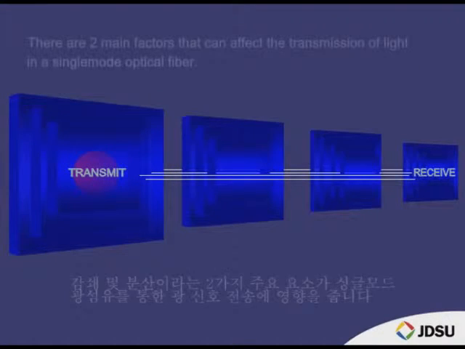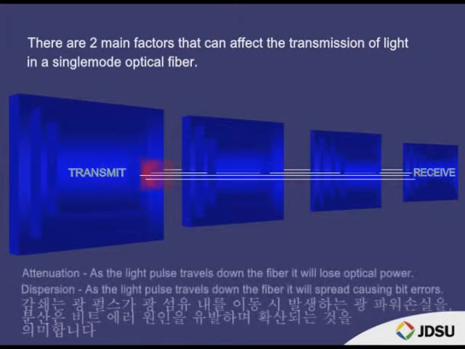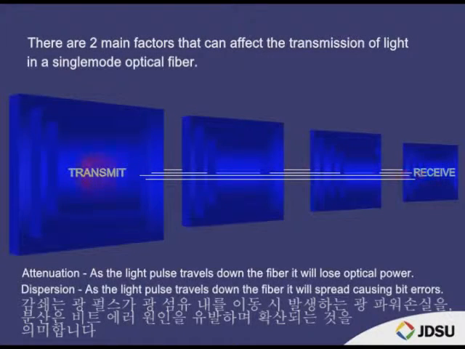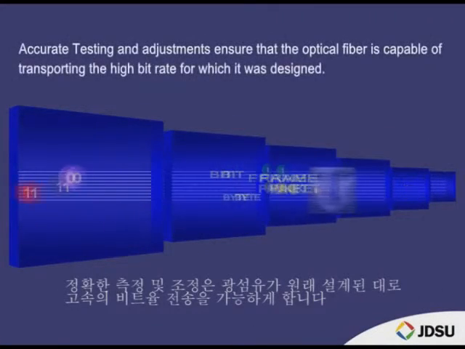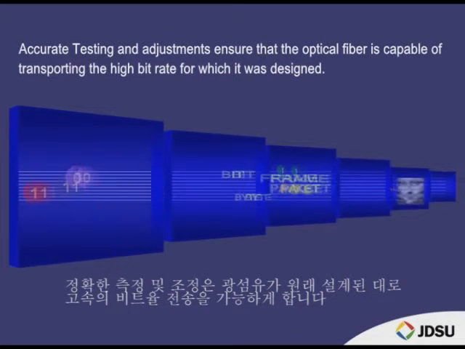There are two main factors that can affect the transmission of light in a single-mode optical fiber. Attenuation. As the light pulse travels down the fiber, it will lose optical power. Dispersion. As the light pulse travels down the fiber, it will spread, causing bit errors. Accurate testing and adjustments ensure that the optical fiber is capable of transporting the high bit rate for which it was designed.